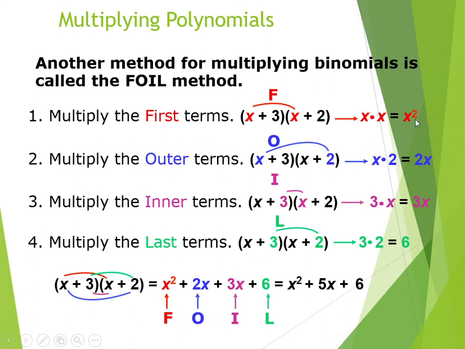You can now add. So you have now here the resulting value for every step we have here. So you just need to add, depending on the sign. So you will be having x squared here as your F, your 2x as your O outer, your 3x as your I, and your 6 as your last term. Okay, so these will be the corresponding colors so you won't get confused.